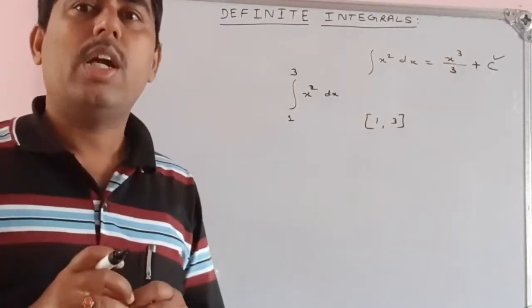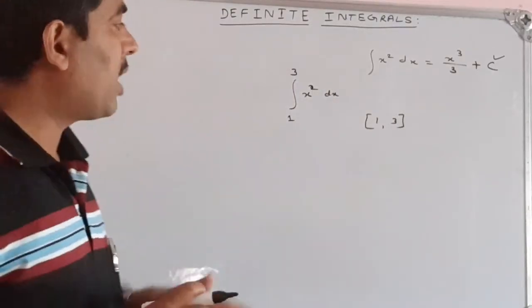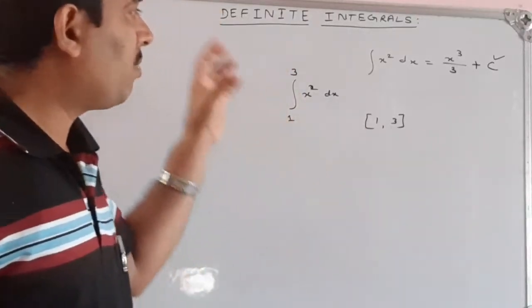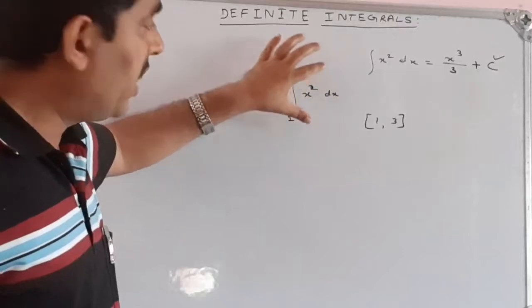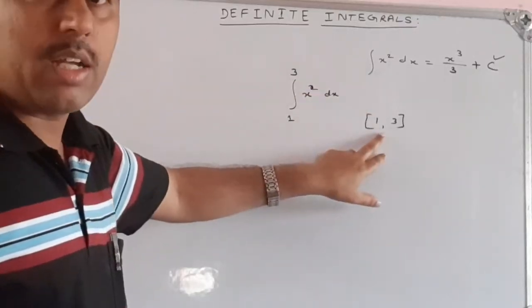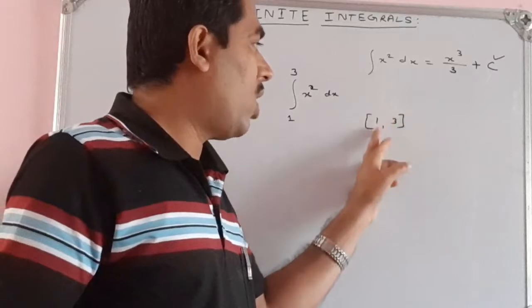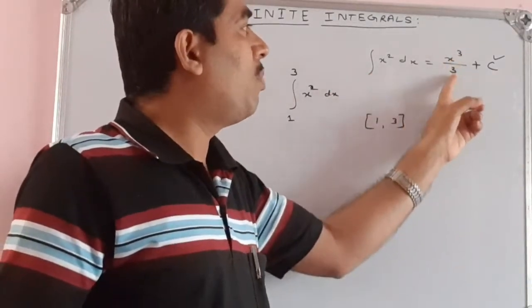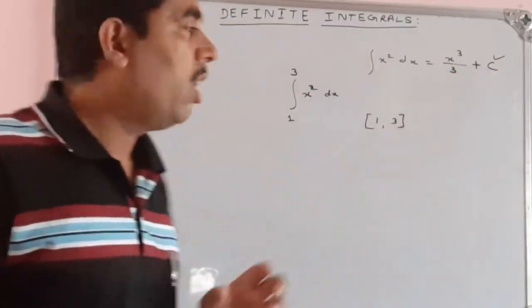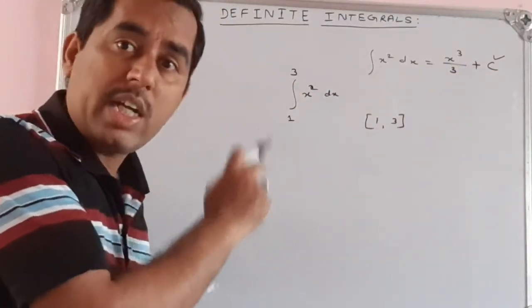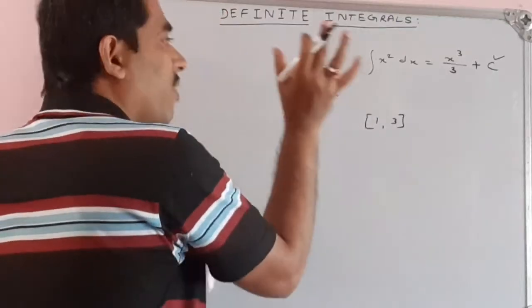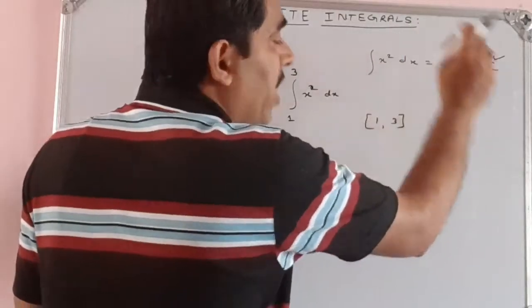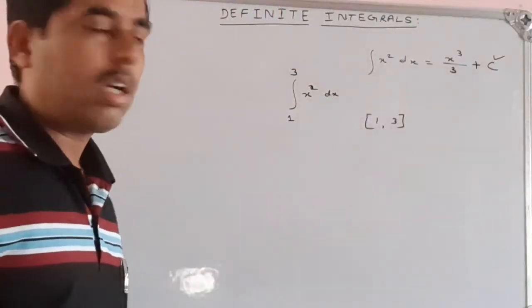Definite means it will have some restrictions. The starting point is 1 and the ending point is 3, a closed interval. We have to calculate this integral in this interval. It has a definite number, the closed interval 1 to 3. Here it is not like the other, where we simply wrote x cube by 3 plus the constant of integration. So clearly we can now judge the difference between definite and indefinite integrals. Definite means we have a definite answer, while the indefinite one does not, and that's why we attach C, the constant of integration.